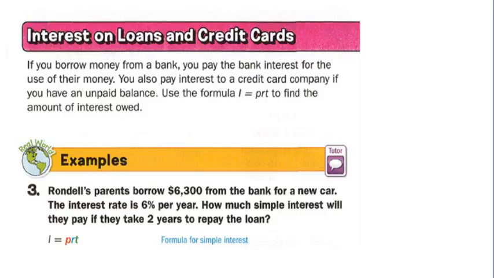Okay, interest on loans and credit cards. A little bit different, but the same idea. If you borrow money from a bank, you pay the bank interest for the use of their money. You also pay interest to a credit card company if you have an unpaid balance. Use the formula interest equals principal times rate times time to find the amount of interest owed.